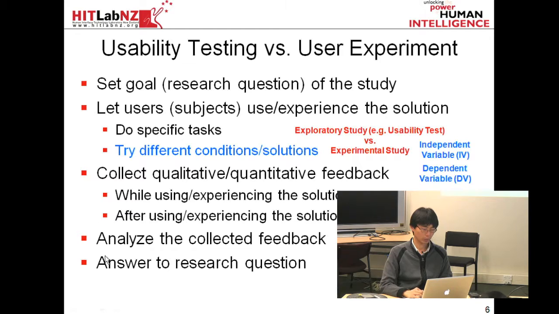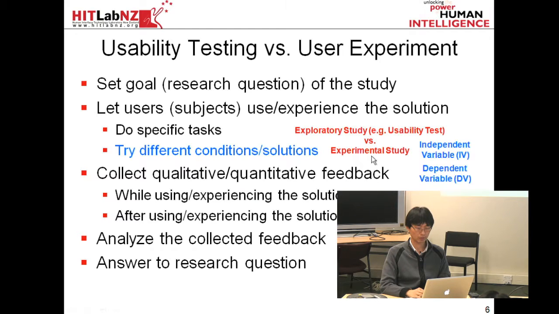So this is a typical procedure of both usability testing and the user experiment. If you recall, when we were talking about the usability testing, it's quite similar. The procedure is quite similar, but the main difference is in the middle here. So you set the goal of the study, and then you let your users or your participants experience your solution or your interface, try doing specific tasks, and then collect qualitative feedback, and then analyze them and answer the research question. The main difference is here, where the usability testing didn't require multiple conditions, but the user experiment has to have multiple conditions.